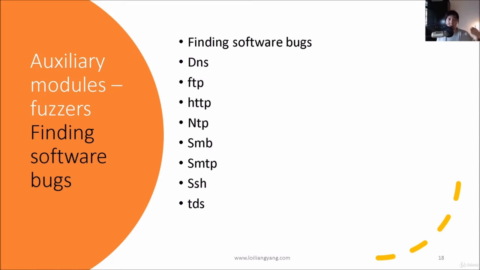In this case, as part of the auxiliary modules of fuzzing inside the Metasploit framework, we have support for different protocols. So we have DNS, FTP, HTTP, and so on. Again, all these are areas where we can try to push and inject code into those services to see if we can find vulnerabilities inside the system. So a lot more manual effort is needed in terms of checking those systems or services for vulnerabilities.